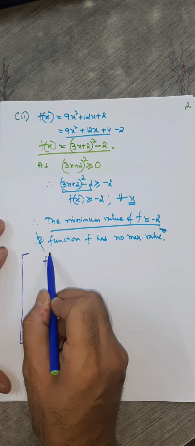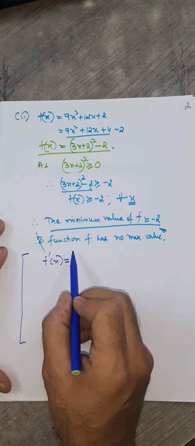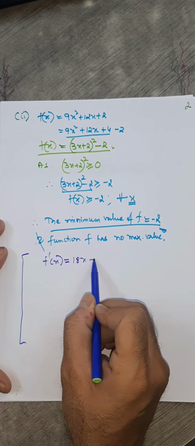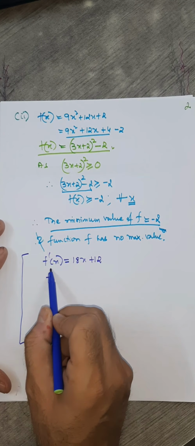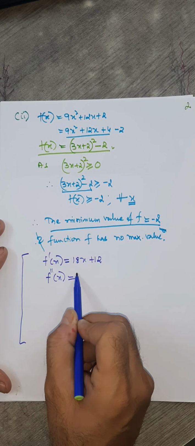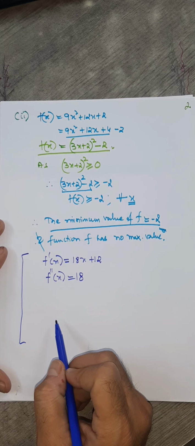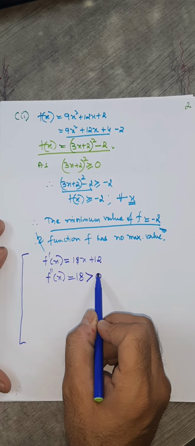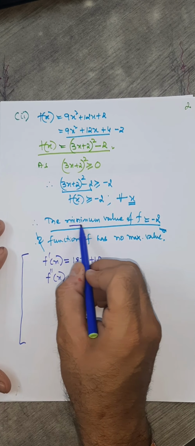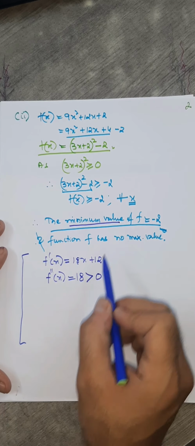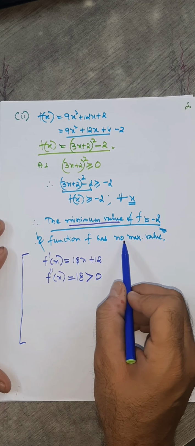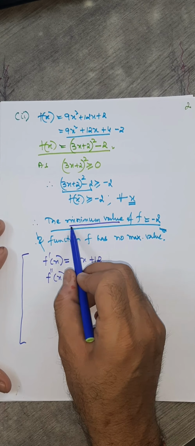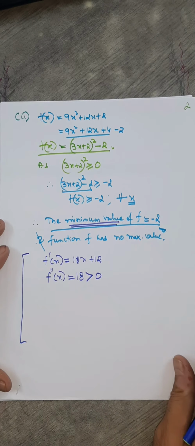So what we'll do, we differentiate it. f dash x, what is that? Differentiate it. So it will be 18x plus 12. One more time differentiation, f double dash x is 18, right? Fine. And this is always positive. What's the meaning of this? Greater than 0, that means it will always have a minimum value. If it is less than 0, then it has a maximum. But this can never be less than 0. It is always positive. That means it will always have a minimum value.